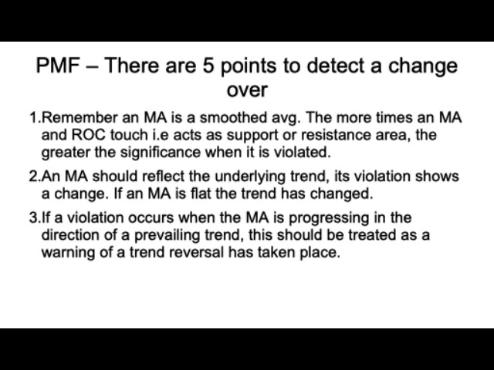If an MA is flat, the trend has changed before the MA has shown it to be flat. So go back and look at the previous few samples of the ROC. When a violation occurs, when an MA is progressing in the direction of a prevailing trend, this should be treated as a warning. A trend reversal has probably already taken place, but it's certainly a warning that one is happening. So you need to go back to the ROC and analyse your ROC numbers.